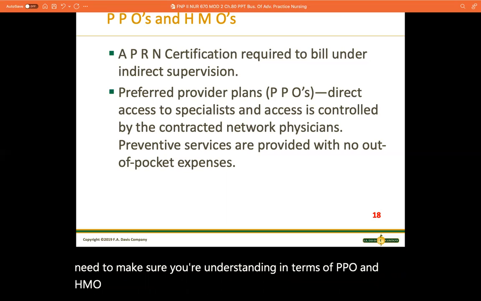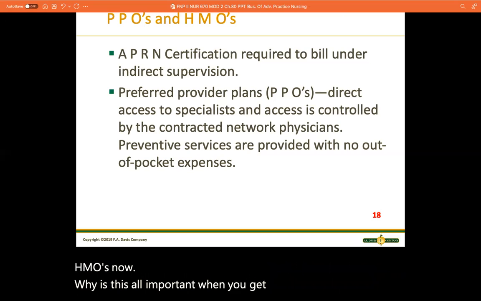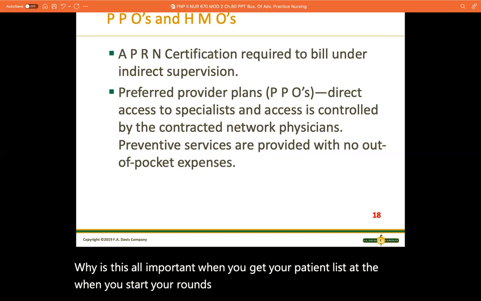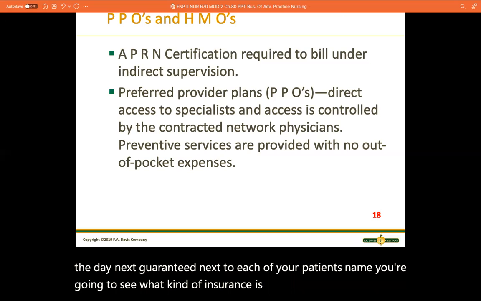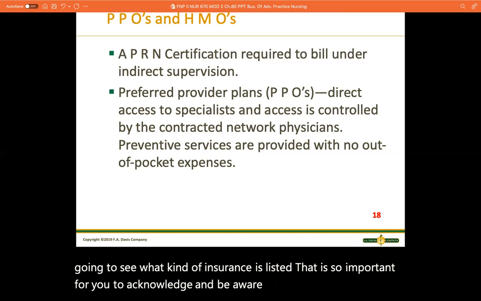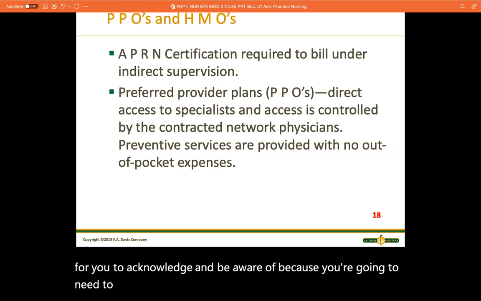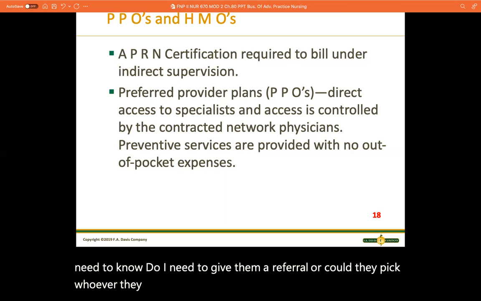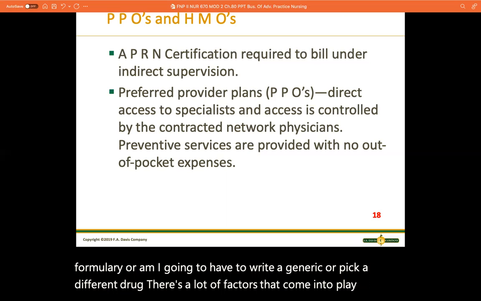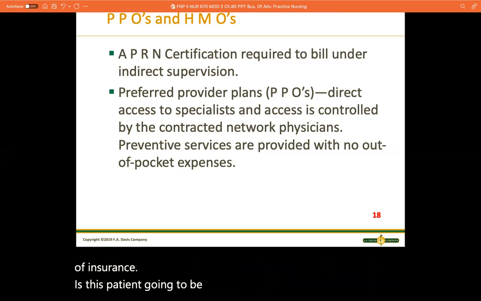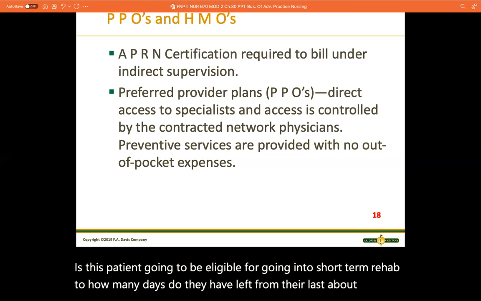Now, why is this all important? When you get your patient list when you start your rounds or you're getting your schedule for the day, guaranteed next to each of your patient's name, you're going to see what kind of insurance is listed. That is so important for you to acknowledge and be aware of, because you're going to need to know, do I need to give them a referral, or can they pick whoever they want? Is this drug going to be covered by their formulary, or am I going to have to write a generic or pick a different drug? There's a lot of factors that come into play in terms of insurance. Is this patient going to be eligible for going into short-term rehab? How many days do they have left from their last bout with short-term rehab? There's a lot of factors involved.